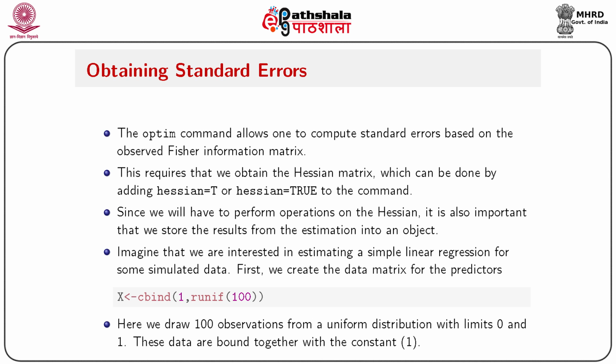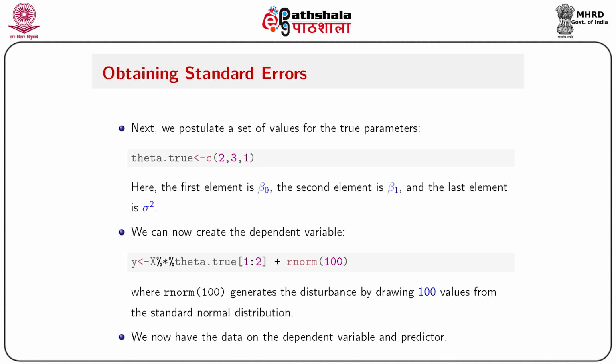So imagine that we are interested in estimating a simple linear regression for some simulated data. First we create the data matrix for the predictor, say x equals cbind of 1 and runif 100. So this is a data matrix for a simple linear regression, one column for the intercept and the rest for x. Here we draw 100 observations from a uniform distribution from 0 to 1 for the actual variable, and these data are bound together with a constant 1, as I mentioned.